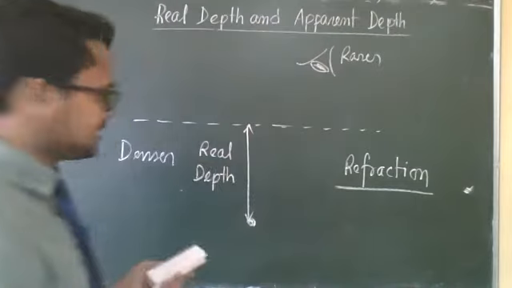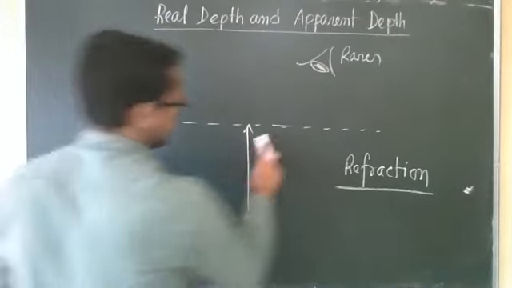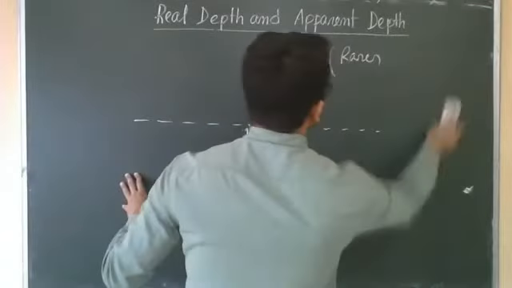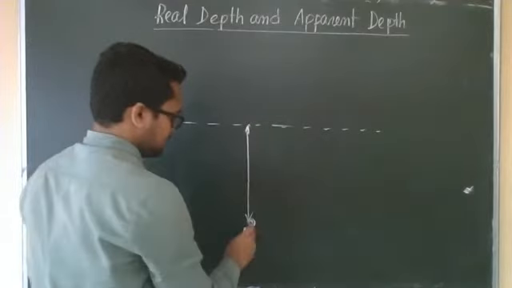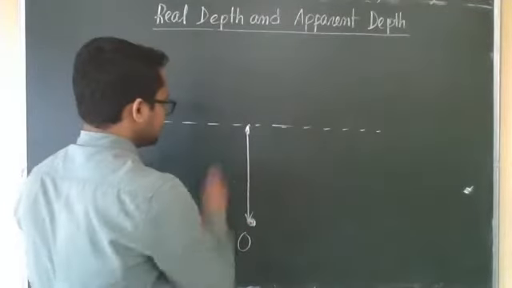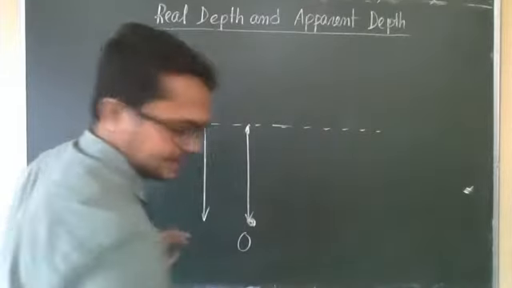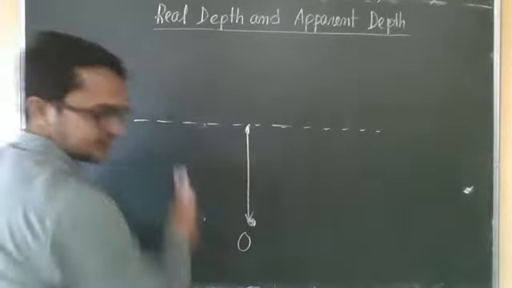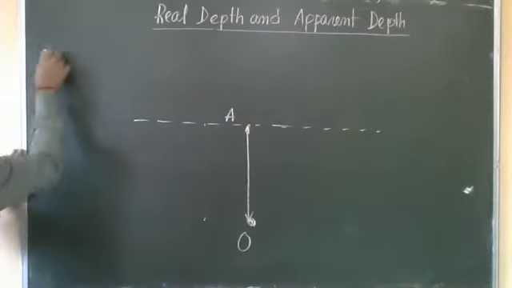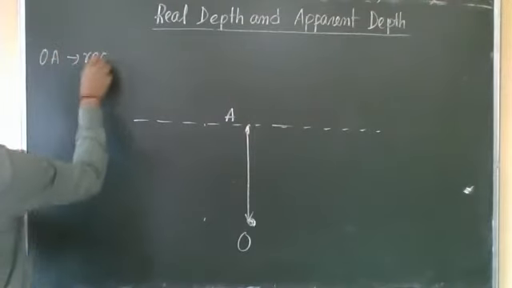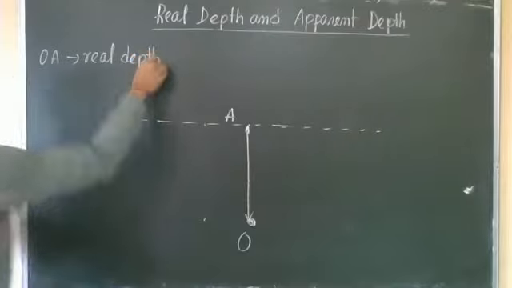Now we will see the diagram. The diagram is very important, and the different points also. So this is the object O. This is the real depth. Suppose O, this is A. So here I am writing OA, real depth.